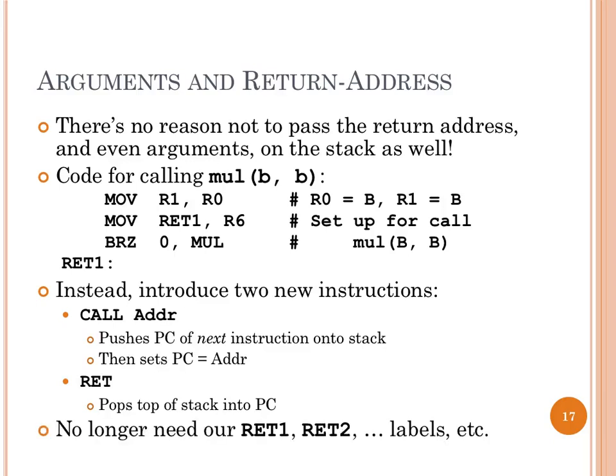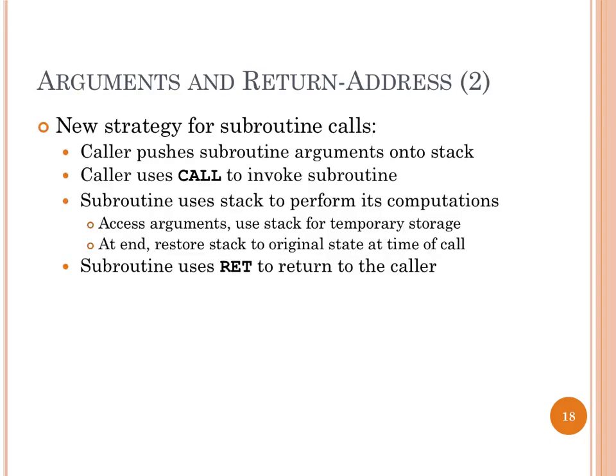Okay, so now we don't need our ret1, ret2 labels. In fact, we don't need those move ret1, R6 things either. And guess what? We freed up another register for people to use. Okay? So this is really nice. And it actually starts being kind of intuitive looking assembly code because you set up A, set up B, call mul. Okay? So how easy is that? That's really starting to look pretty, if you will. Okay? So caller pushes subroutine arguments onto the stack.